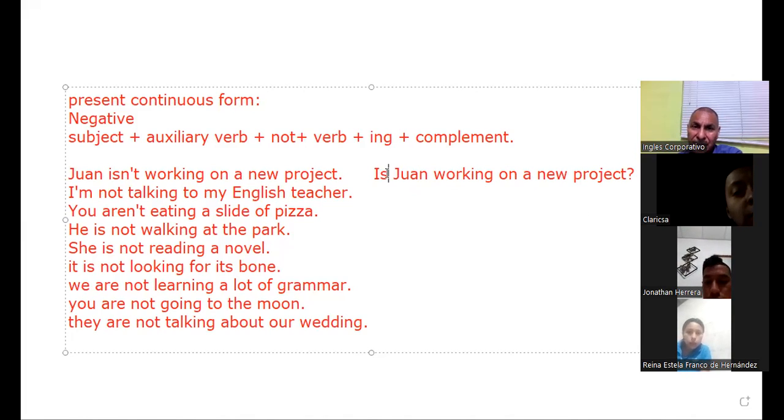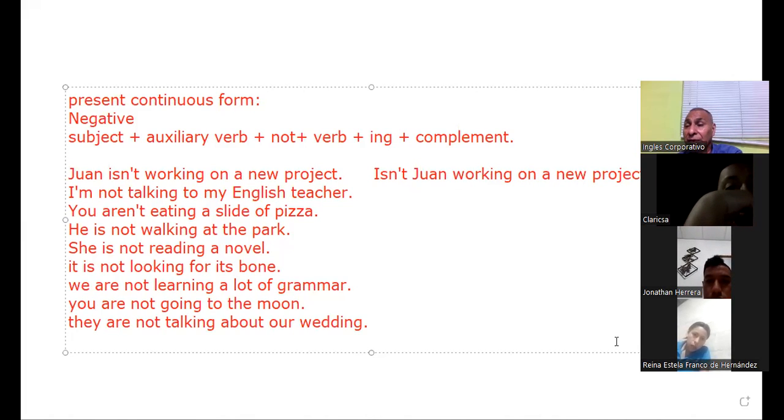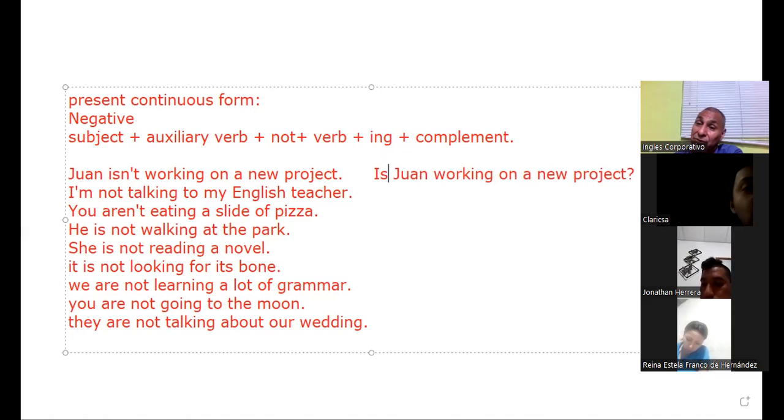Y si le queremos hacer negativo, isn't Juan working on a new project? Yeah, es el negativo, ¿verdad? ¿No está Juan trabajando en el proyecto nuevo? ¿O está trabajando Juan en el proyecto nuevo? Son dos. Negativa y positiva. Entonces, la pregunta la podemos hacer either positive o a negative question. ¿Ok? ¿Estamos bien ahí? Excelente. Ok, entonces, Jonathan, dígame la primera, la segunda, perdón.